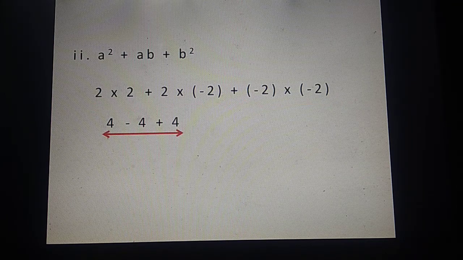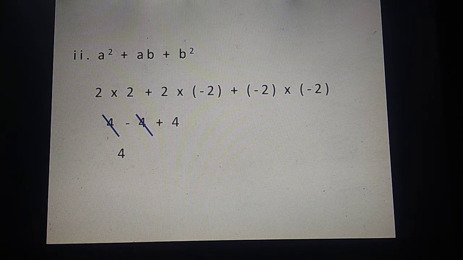Again, how many terms are there? 3. First and second term, both are same with different sign. Cancel them. What term is left? Only one term is left. This will be your answer.